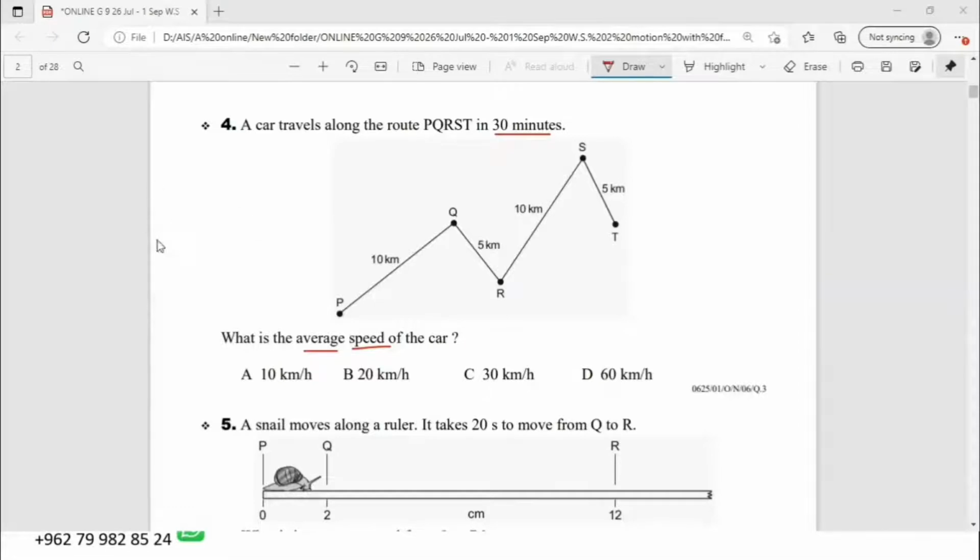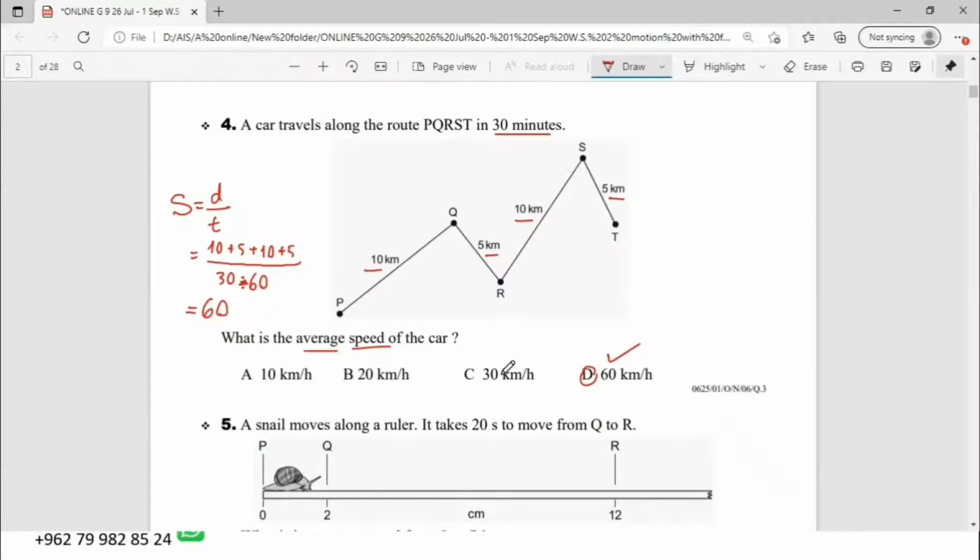Yes, all of you, we know that the average speed is equal to the distance divided by the time. The distance is 10 plus 5 plus 10 plus 5, all of this divided by 30 minutes. We have to convert the minutes into hours, so 30 divided by 60, half an hour. Using the calculator, 10 plus 5 plus 10 plus 5 is 30. 30 divided by half gives exactly 60 km per hour, which is D.